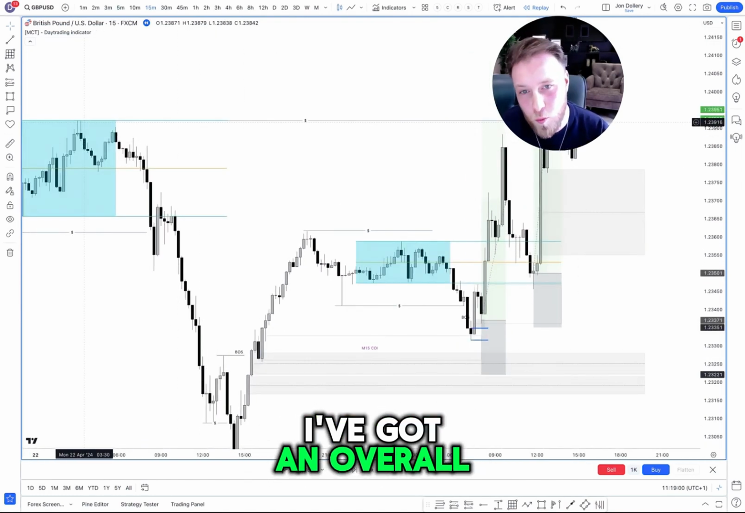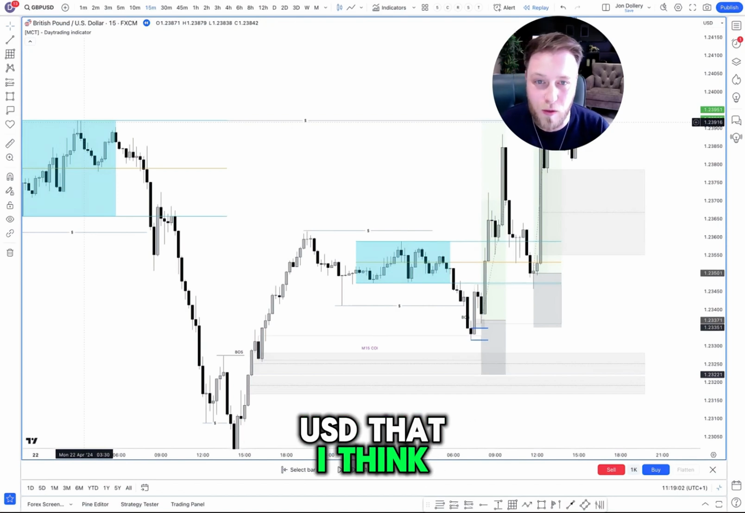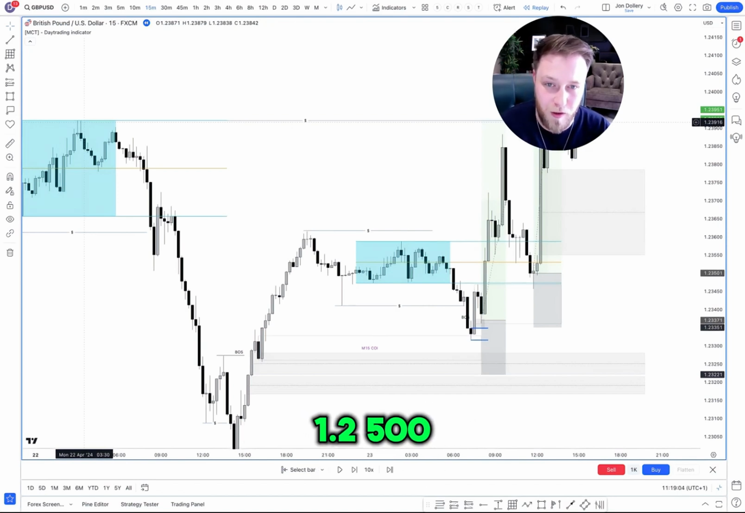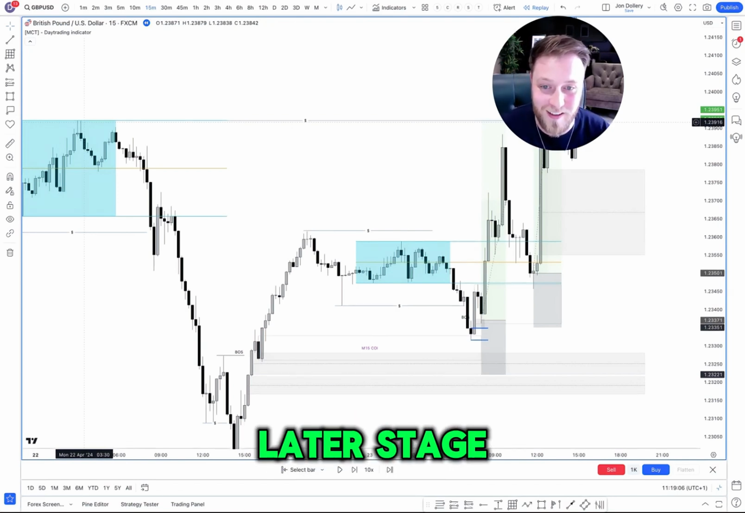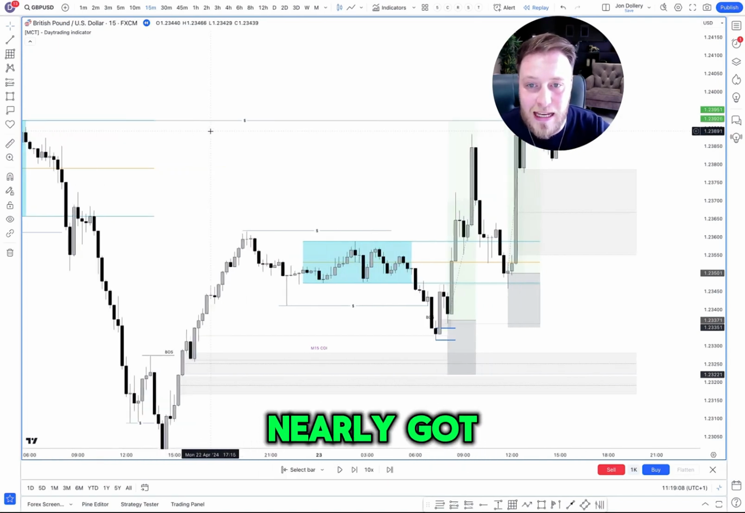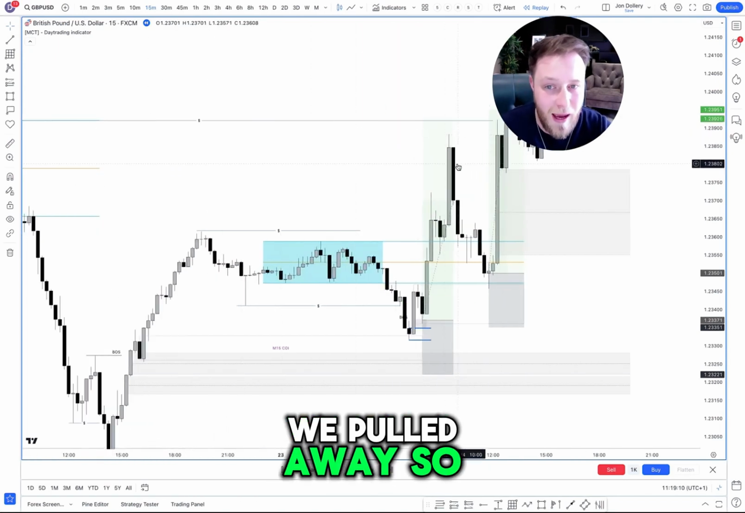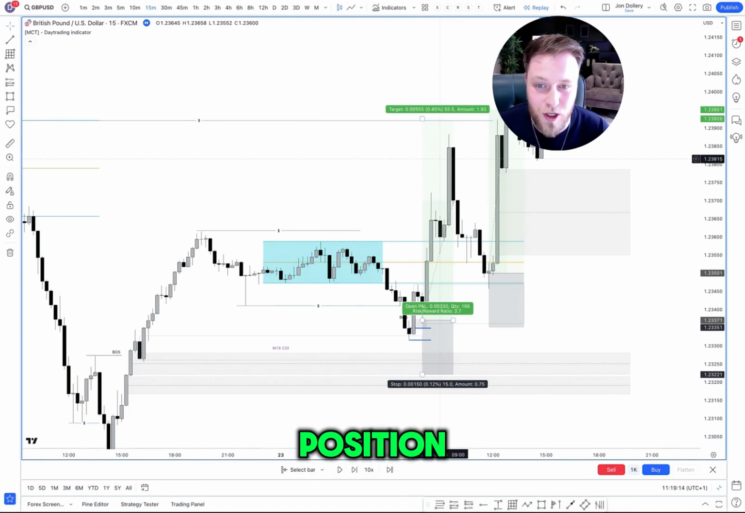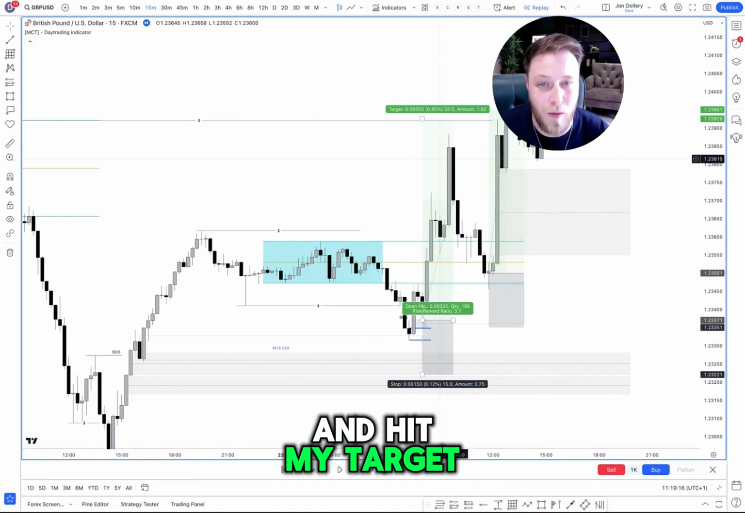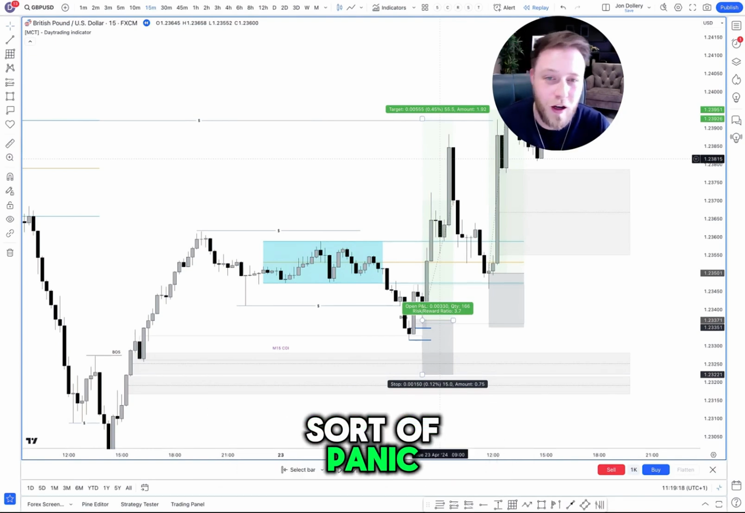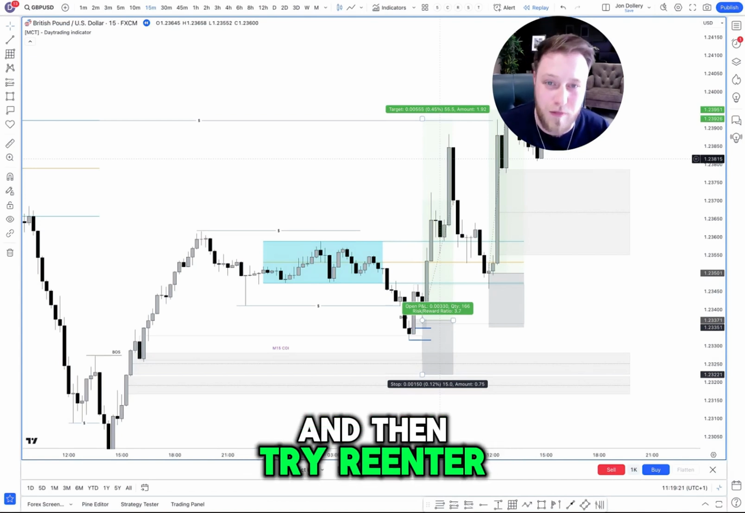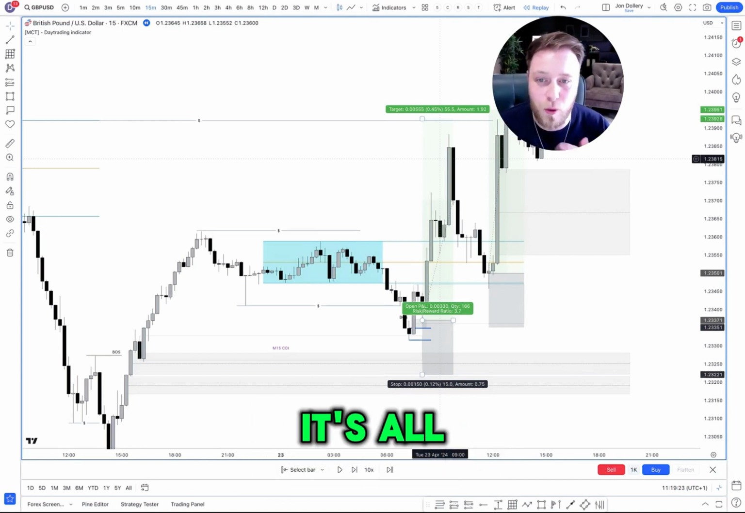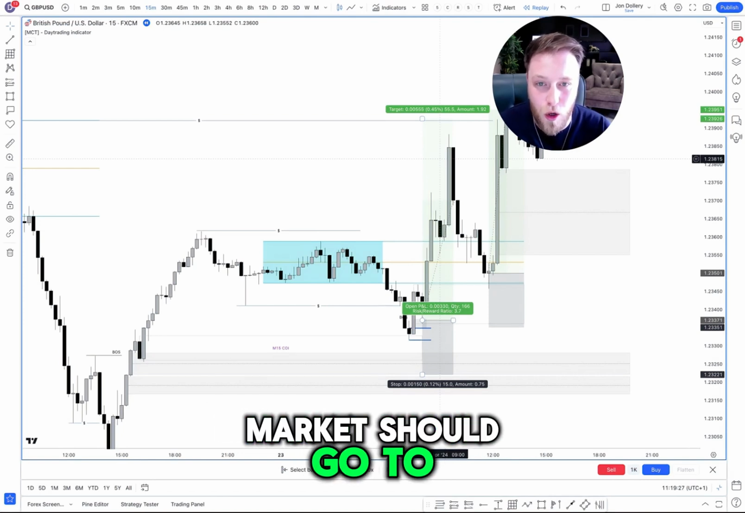I've got an overall perspective of GBP USD that I think we can revisit 1.2500, and we'll get onto that at a later stage. Now, as the market nearly got to that level, we pulled away. So although I nearly smacked a 1 to 4 risk to reward on that position, it didn't actually hit my target. Whereas most people would panic, close out their positions, and then try to re-enter, maybe try sell the market. It's all about being very, very specific as to why the market should go to a specific level.